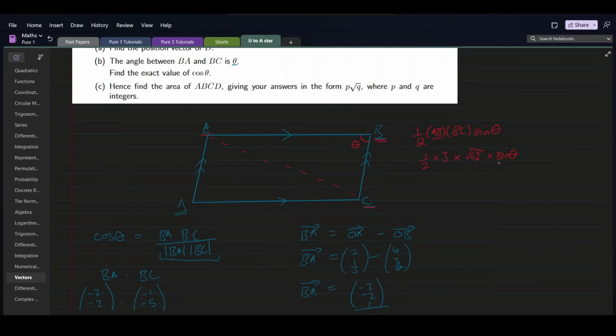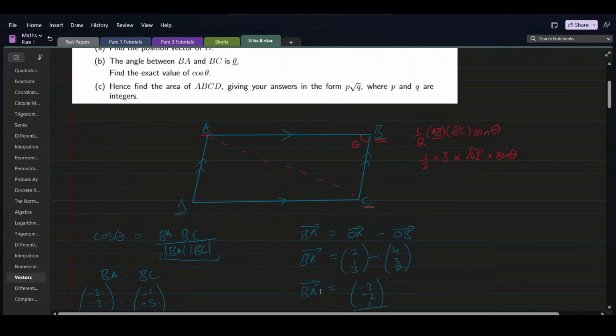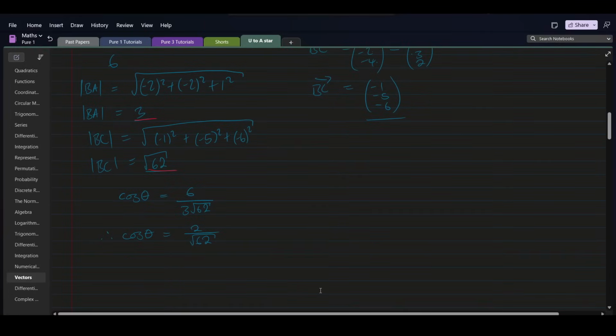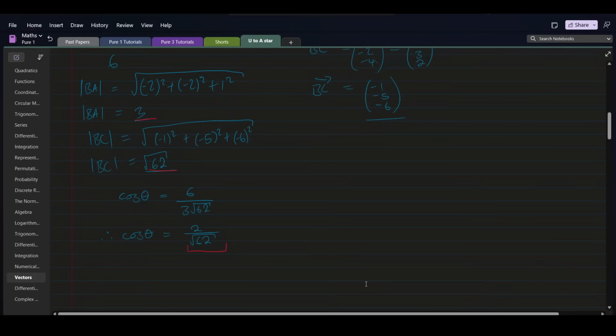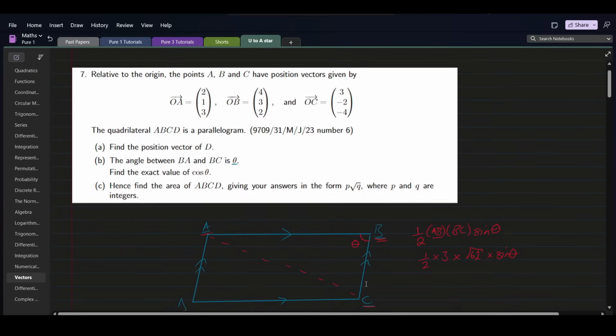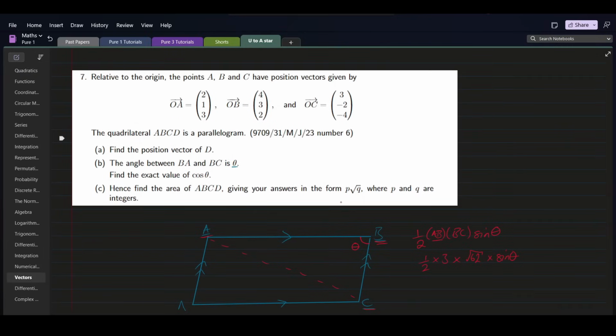Okay, so for theta, we could just use the answer that we got in part B and say theta is equal to arc cos of 2 over root 62, but then we wouldn't end up with an exact value. Notice how they say they want their answer in the form P root Q. So what we're going to do is that we know from part B, cos theta is equal to 2 over root 62.